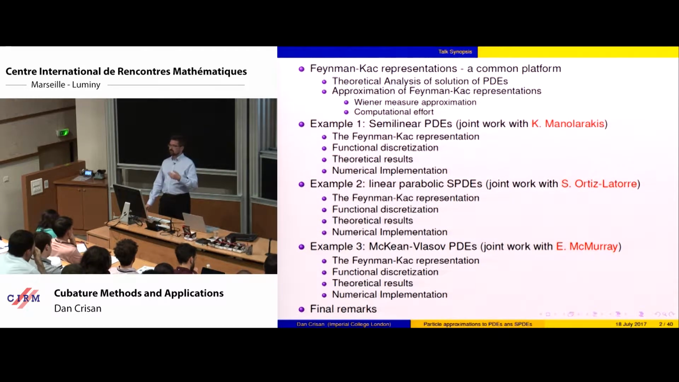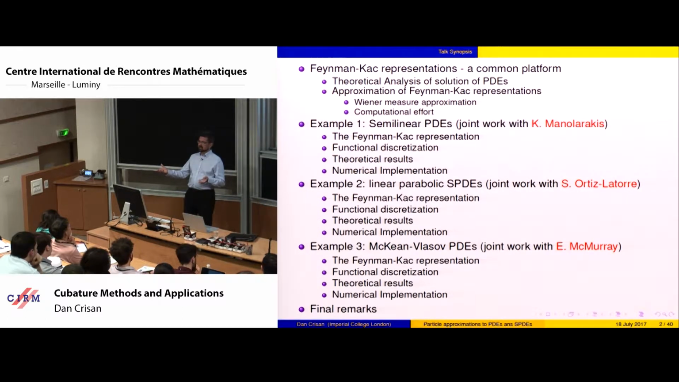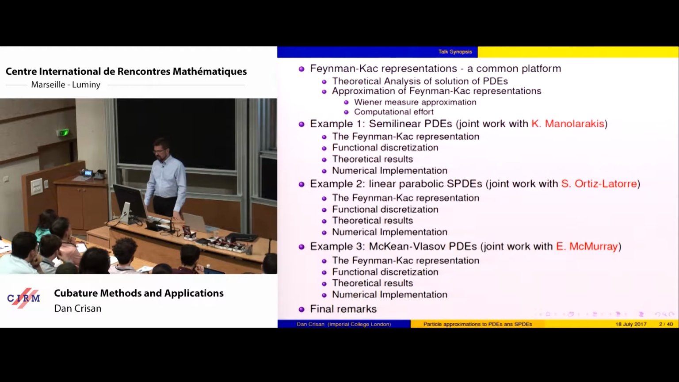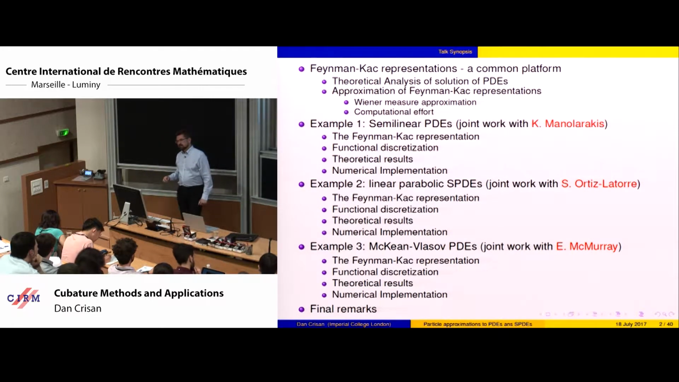As I will point out, suppose you start with a Feynman-Kac representation, then can you show that the equation has a solution in some sense? I'll say a little bit about this. But because this is a school on numerics, I will talk mostly about how you use the Feynman-Kac representation in order to do numerics. And this is where cubature methods become very powerful.